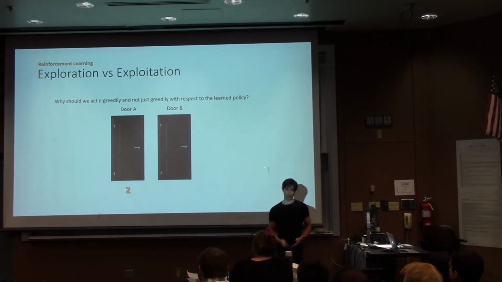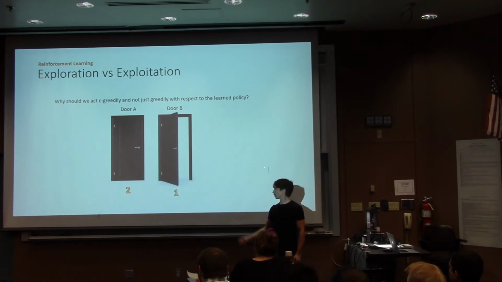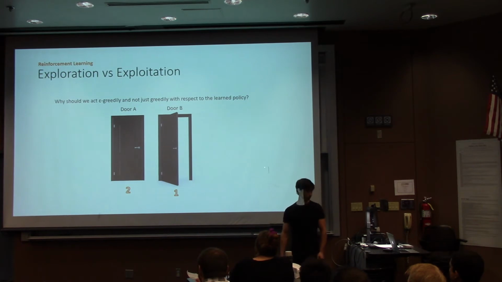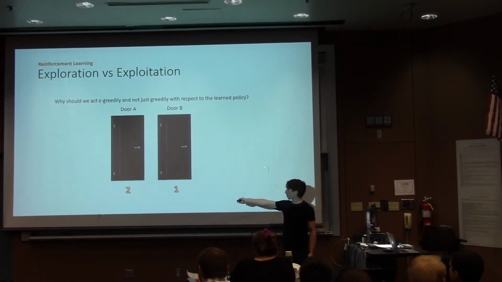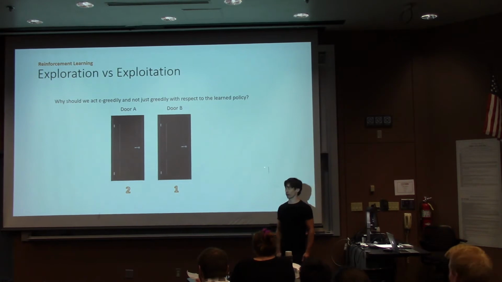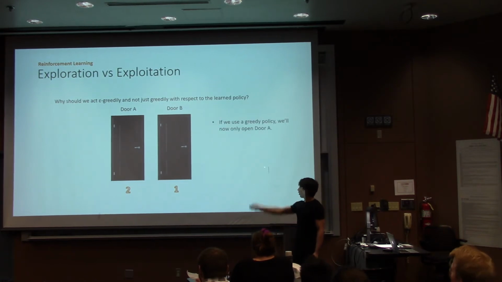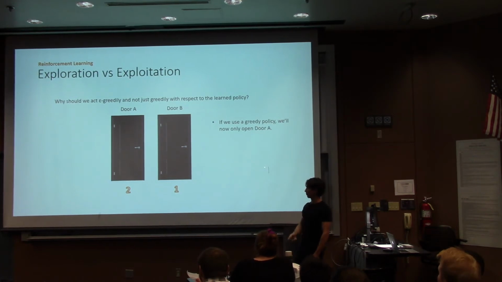So the next week, you go in and you're like, well, this time I'm opening door B. I know nothing about it. Well, door B gives you a value of 1. If you were to act greedily, based on the values that you know here, you're going to open door A every time, because it gave you double the amount that door B did.